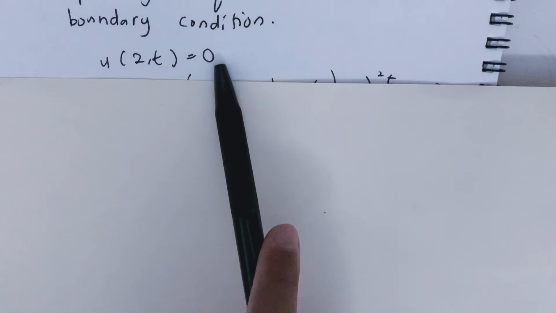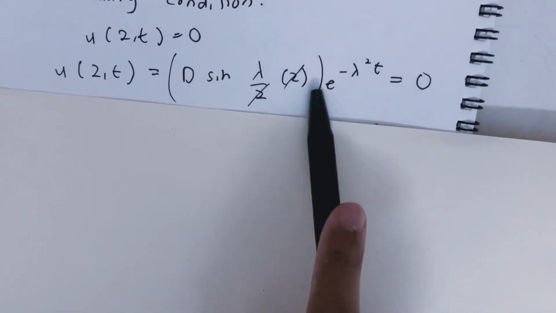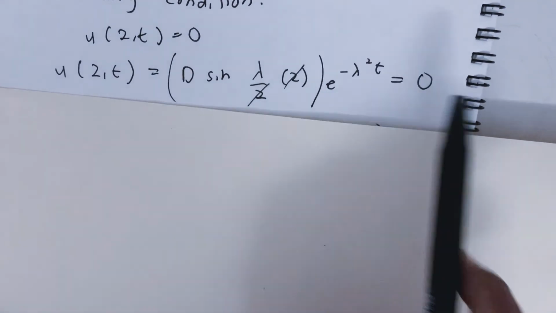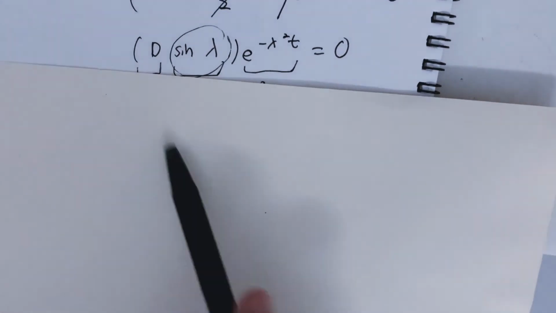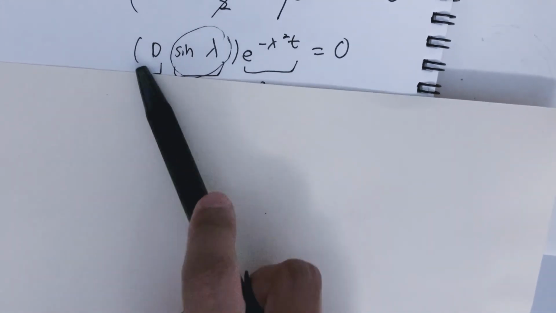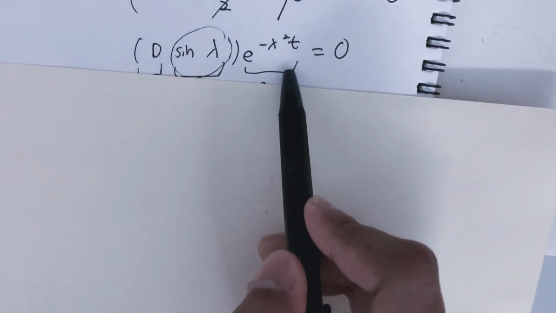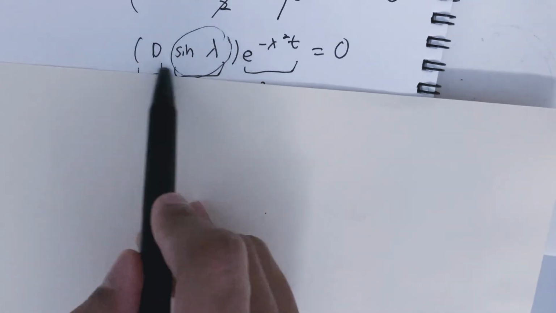Okay, the second boundary condition is u(2,t) equals 0, when x is at the end of the rod. Now we put it in the equation, so x is equal to 2, so the 2 and 2 can be cancelled out, and the equation becomes d sine lambda exponent negative lambda squared t equals 0. As usual, we have to pick one to become 0. This one cannot be 0 because the exponential is never zero. We cannot make d equal to 0, otherwise the whole solution would be pointless.